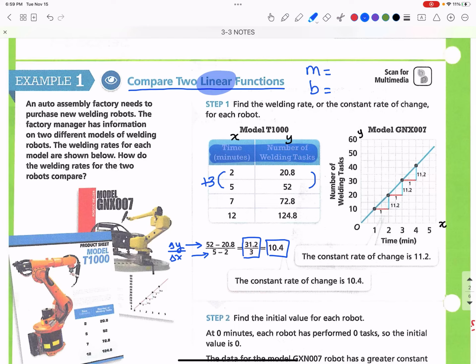And by getting it down to 10.4 over 1, it's not really over 1, but it is. We don't write it, but it's there. It means that this robot can weld 10.4 tasks per 1 minute.